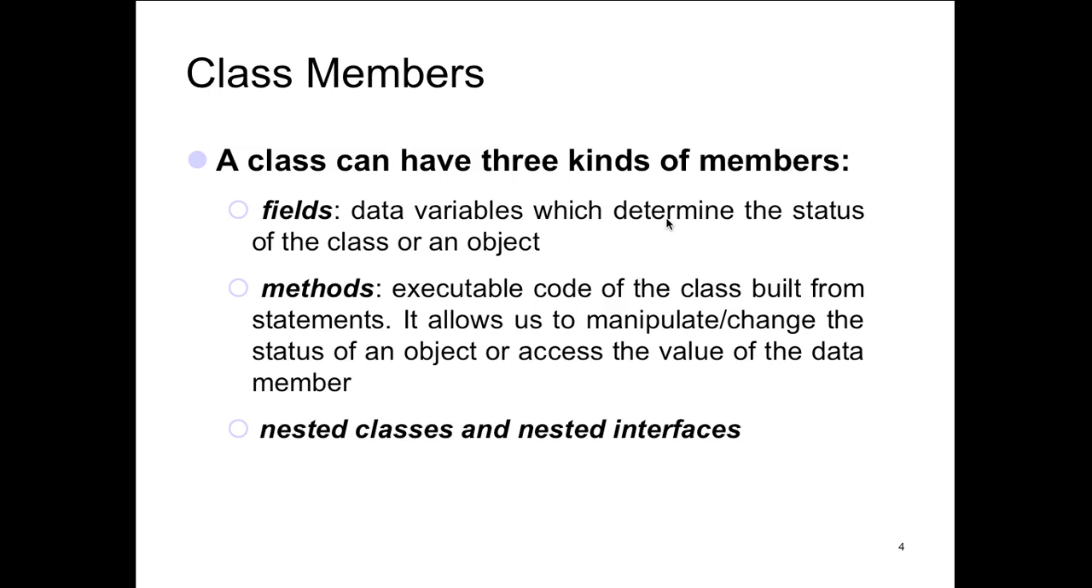So what is that? Those are the functions. They execute the code. The class is built from the statements. It allows you to manipulate and change the status of the object, to access the value of the data members, and all of the information inside of the class. So by default, just the same as I taught in the C++ course, you keep the data members private, you make the member functions public, and you use the member functions to modify the data members.